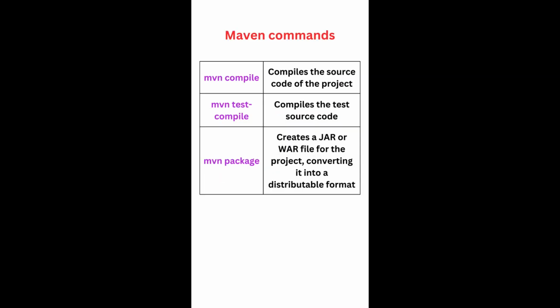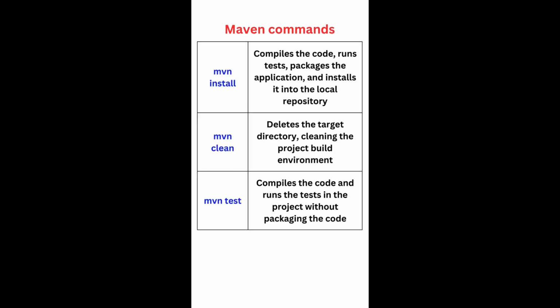Maven commands. mvn compile compiles the source code of the project. mvn test-compile compiles the test source code. mvn package creates a JAR or WAR file for the project, converting it into a distributable format. mvn install compiles the code, runs tests, packages the application, and installs it into the local repository.